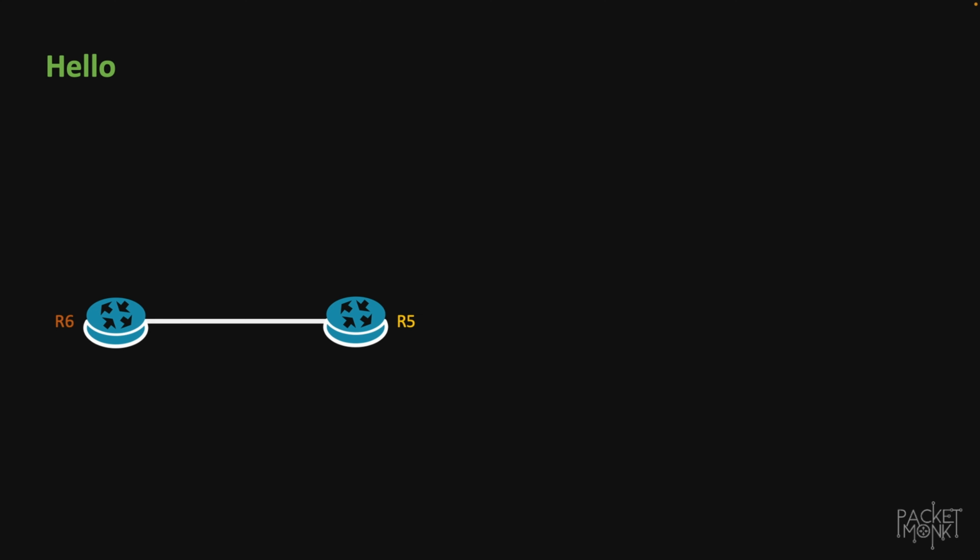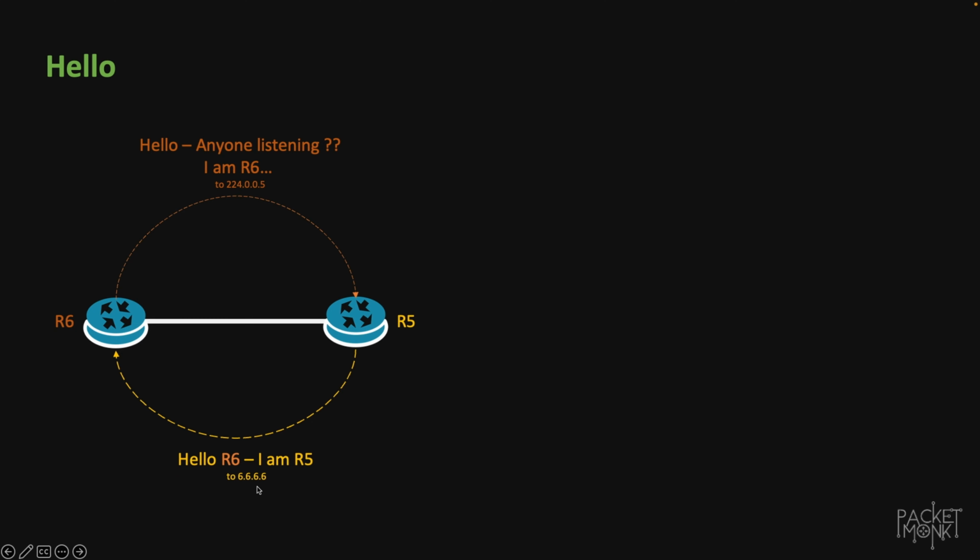Here in this example, R6 is sending the first hello message to the multicast address 224.0.0.5 to check if there are any OSPF routers present on that particular interface. Now R5 got the hello from R6, so R5 knows that R6 is a potential neighbor. So R5 sends a unicast hello back to R6, which means the destination address on that hello message will be R6's IP address, not the multicast address. So as I said initially, OSPF is able to discover its neighbors using hello messages. But that's not the only role.